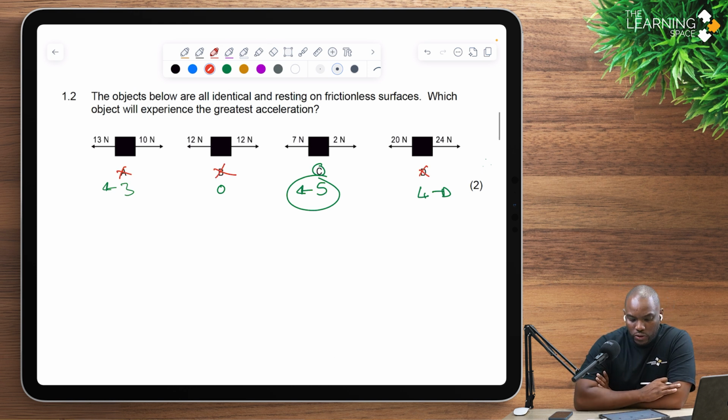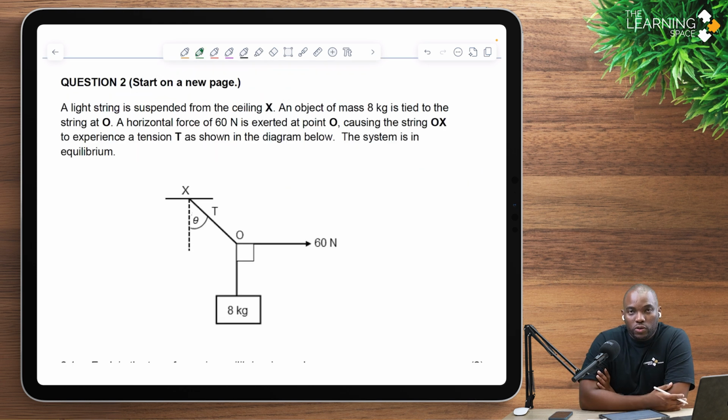Awesome, guys. Those are the 2 multiple choice questions we'll do for this lesson. And I want to remind you, don't just pick the answer that you think is the right one and move on. You need to give yourselves the right reason why the other answers are incorrect, and then you can move on past a multiple choice question. Awesome. Let's do a structured question now, looking at an equilibrium problem.